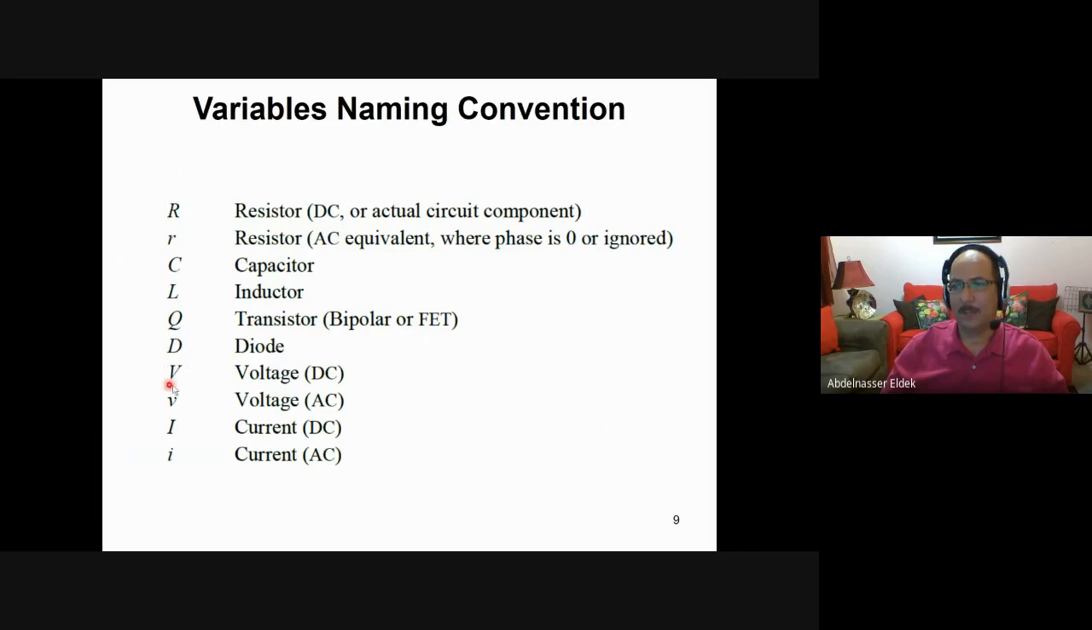The voltage, if it is DC voltage, it is capital V. If it is a small v, then it is AC. If it is a current, if it is capital, then it is DC. If it is small, then it is AC. And you can see that all of them are italic. So these are the symbols that are used in this book. Of course, they may be different in other books.